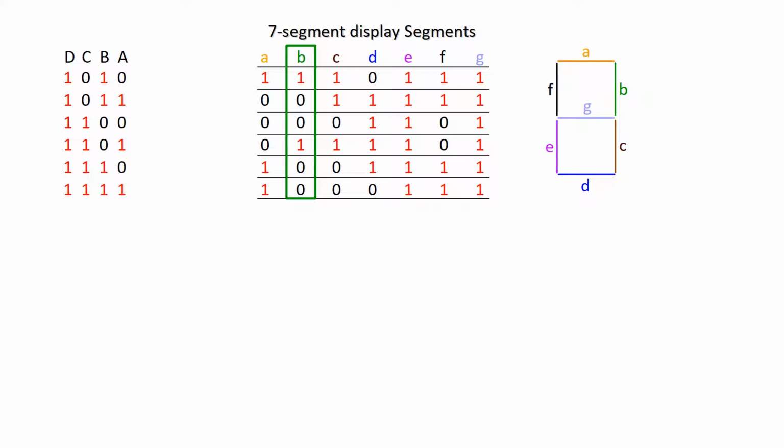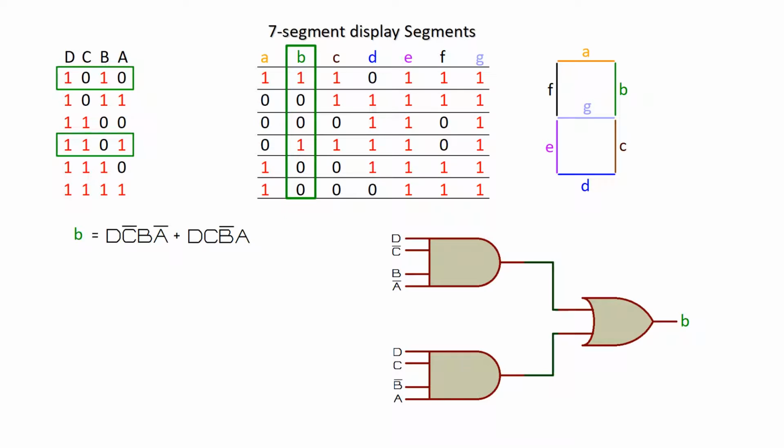Now for segment B, that's only lit up twice in the numbers that we're interested in. And the Boolean expressions for those two cases are D not C, B not A, or DC not B A. But this cannot be simplified because although they have D in common, everything else is changing. There's too many changes to use the complement law or the absorption law. So we will implement this using the logic shown.